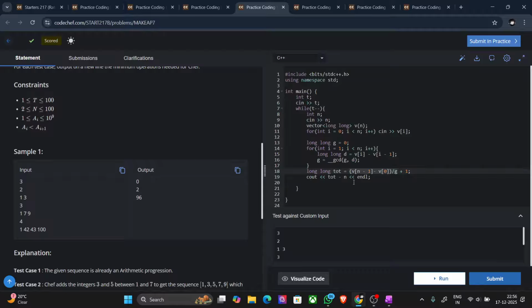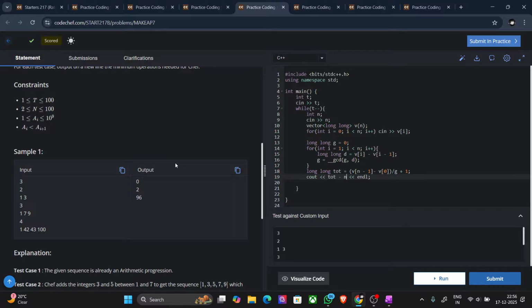And how many elements do I have? I already have n number of elements. So how many elements do I need? That is total minus n. Right? Is there any doubt for this problem? If not, we can move forward to the next problem.